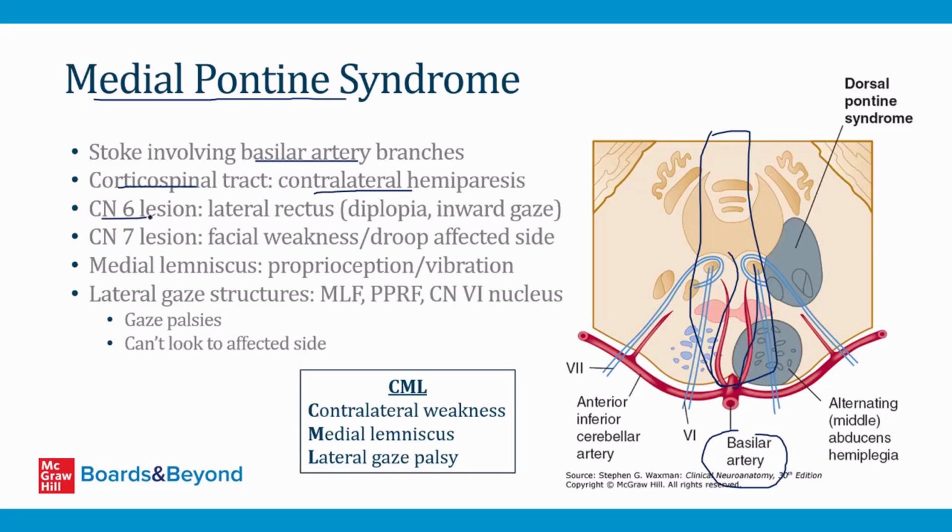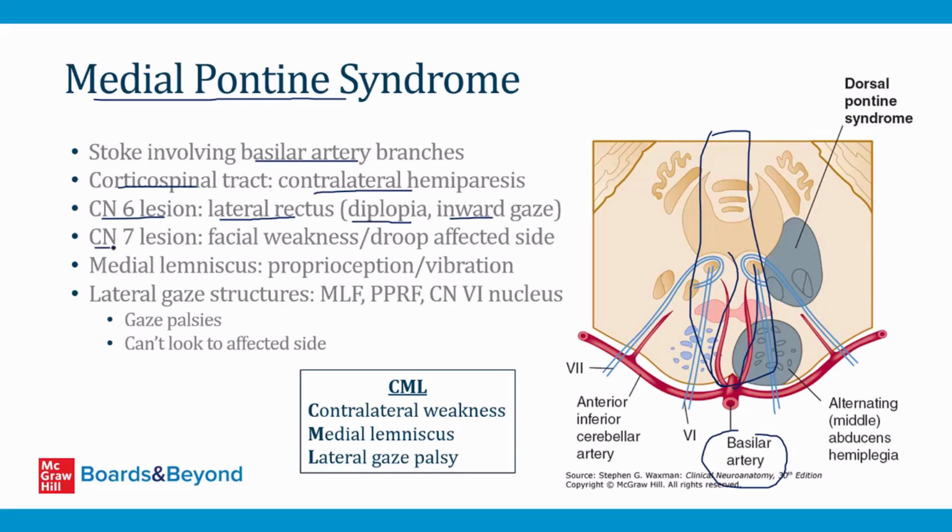You will also get a cranial nerve 6 lesion. So this will cause paralysis of the lateral rectus muscle, which moves the eye laterally on the side of the stroke. So patients can present with diplopia. They can also have an inward gaze of the eye on the affected side. Basically, since you lose the lateral rectus, the medial rectus will pull the eye towards the midline, towards the nose.